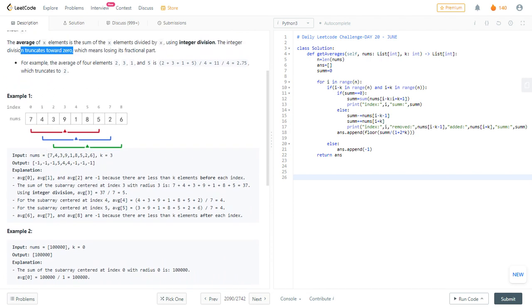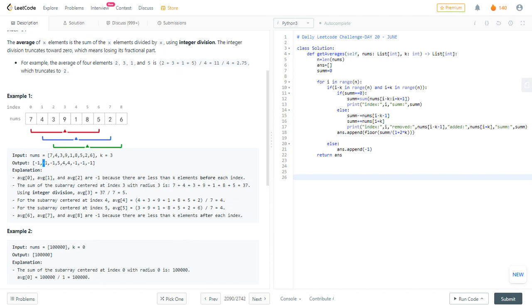I am at 7. I do not have three elements to my left. Why am I talking about three? Three is coming from here. I do not have three elements to my left, so what should I insert? -1. I am at 4. I do not have three elements to my left. What should I insert? -1.